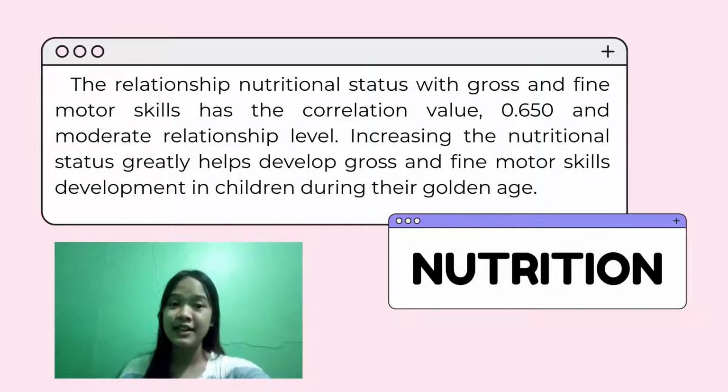Under the motor development, first is the nutrition. The relationship between nutritional status and gross and fine motor skills has a correlation value of 0.650, a moderate relationship level. Increasing the nutritional status greatly helps develop gross and fine motor skills in children during their golden age.